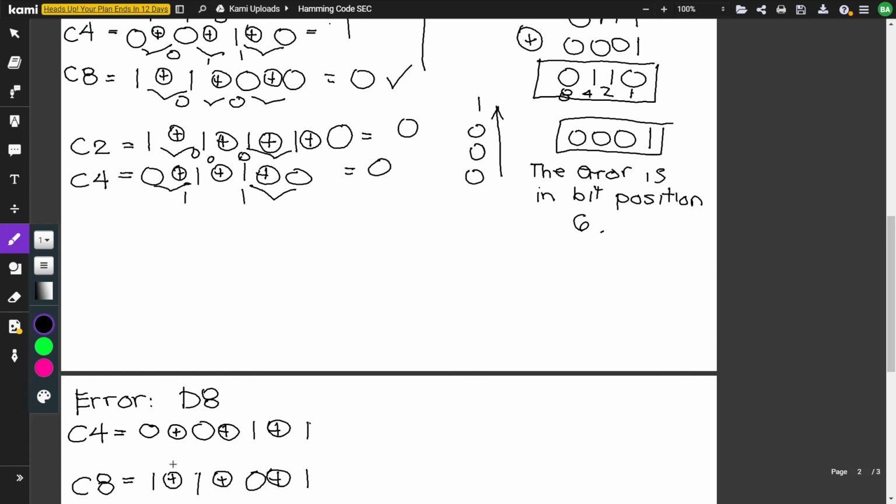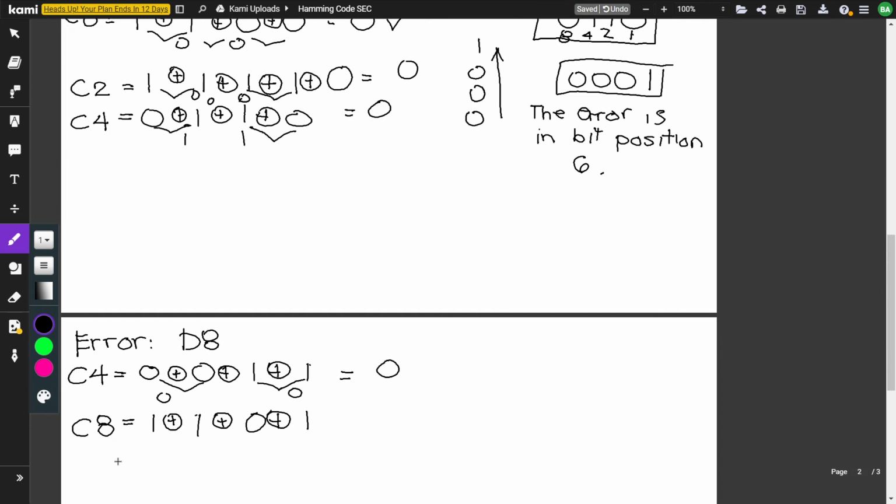Okay, so again, pairwise for XOR. 0 XOR 0 is 0, 1 XOR 1 is 0. So the value here is 0. And then next, 1 XOR 1 is 0, 0 XOR 1 is 1. Then 0 XOR 1 is equal to 1.